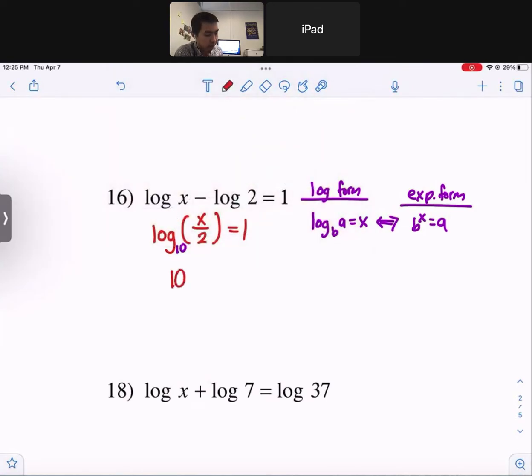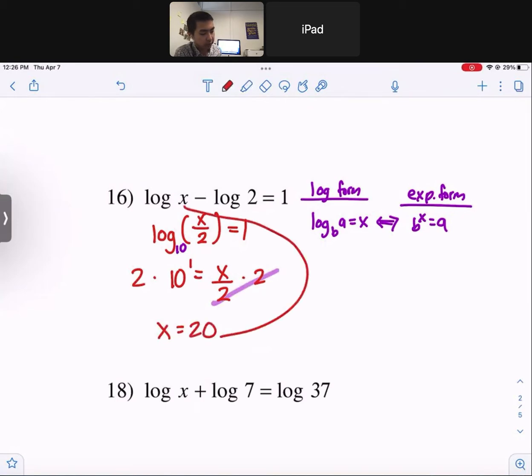10 to the first power equals x over 2. And to get rid of this divide by 2, we need to multiply both sides by 2. Those cancel, x is equal to 20. And if we plug in 20 into here, you guys, that's fine because that gives us a positive log value.